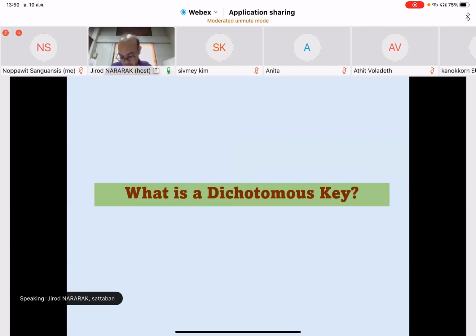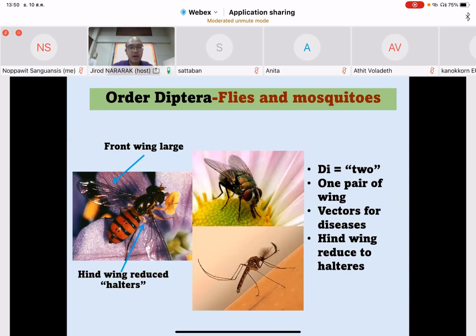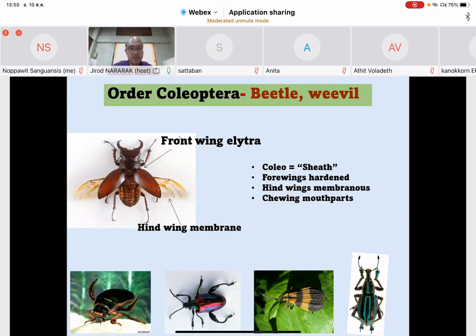What is the main difference between order Isoptera and Thysanoptera? What is the difference between order Isoptera and Thysanoptera, right? Yes, okay, they are different.